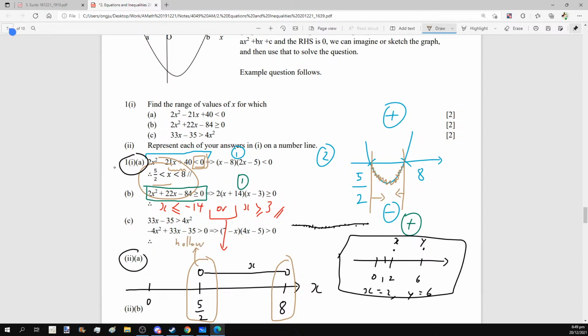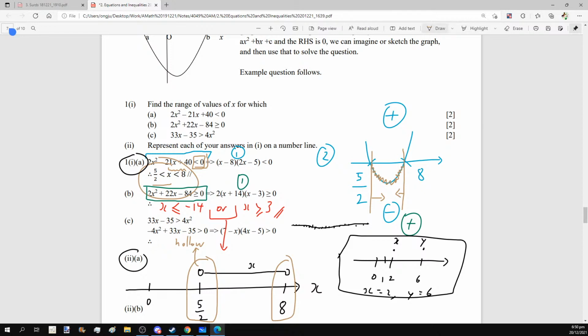And the reason it is hollow is because x cannot be equal to 5 over 2, and x cannot be equal to 8. It is a strict inequality. That means that if it's not equal, I cannot use a normal dot. Which means I cannot use a line either, because a line is made up of dots. Therefore, I'm going to use this open hollow dot instead, drawing a small little circle over there to tell them, okay, we will stop here, but we will not include this specific position.